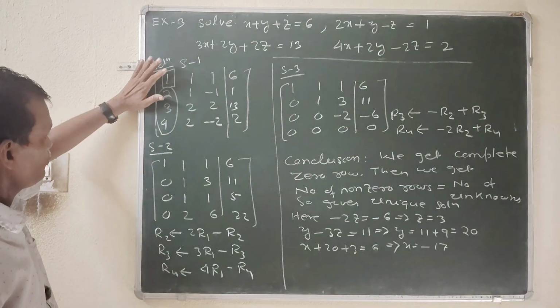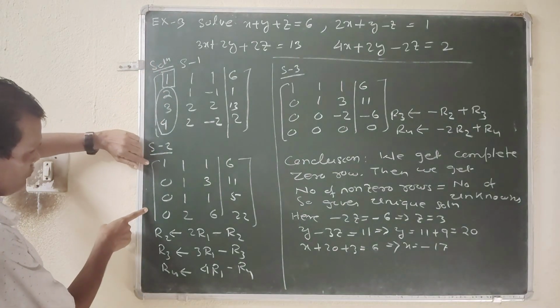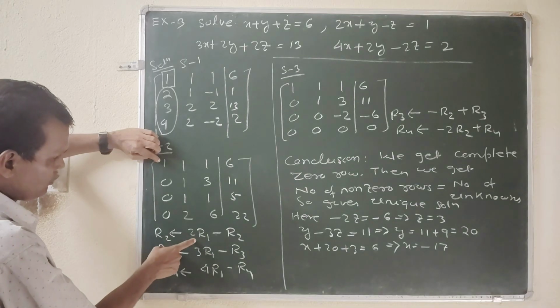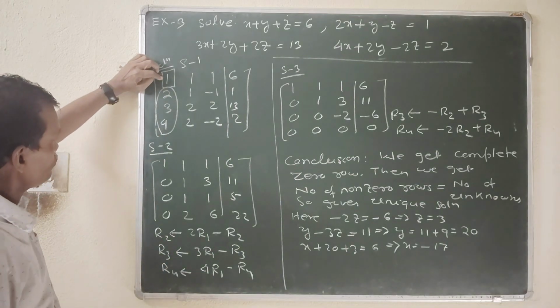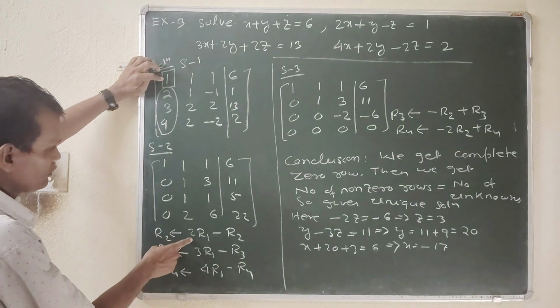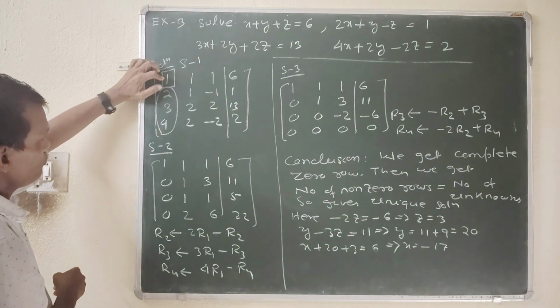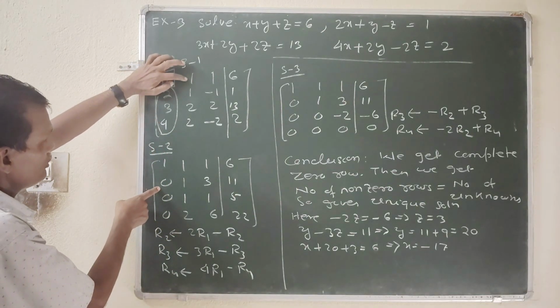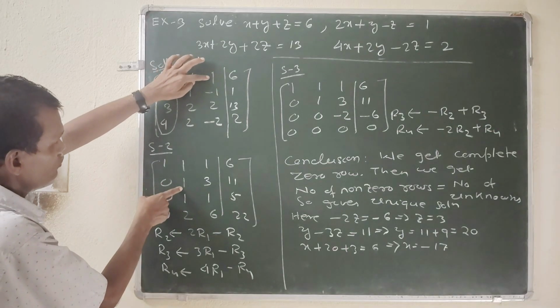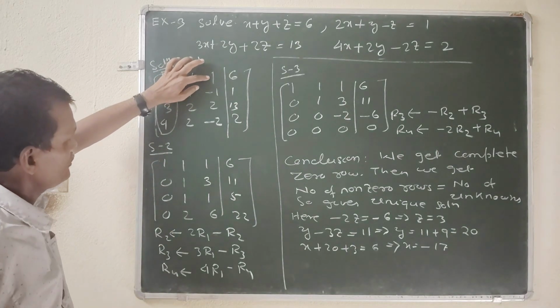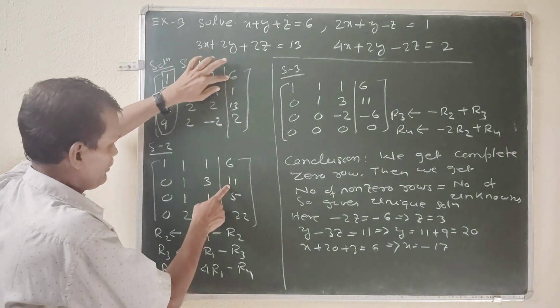Okay, so from step 1 we are making step 2. You see, I have written the rule. Row 2 is equal to 2r1 minus r2, meaning in row 1 we are multiplying by 2 and that result is subtracted by this. So 2 into 1 is 2 minus 2, that is 0, 2 into 1 is 2 minus 1, that is 1, 2 into 1 is 2 minus of minus 1, that is plus 1, that is 3. Similarly 2 into 6 is 12 minus 1, that is 11.